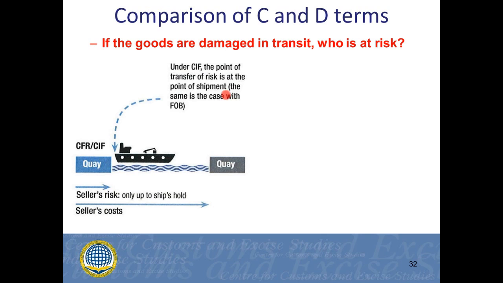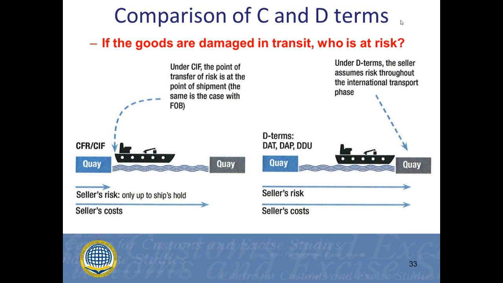Under the C terms, if we use, for example, CIF, the point of transfer of risk is at the point of shipment, which is the same case under the FOB. So we can see here that the seller's risk only goes up to the point of shipment, and from then on, it becomes the buyer's risk. If we use the D terms, however, we can see that the seller's risk goes all the way up to the point of delivery, or the terminal in the country of destination. So this is the difference between C and D terms.